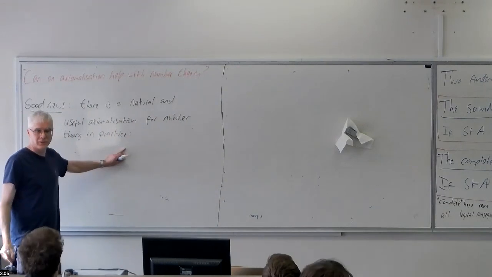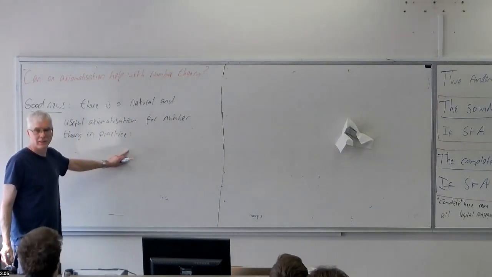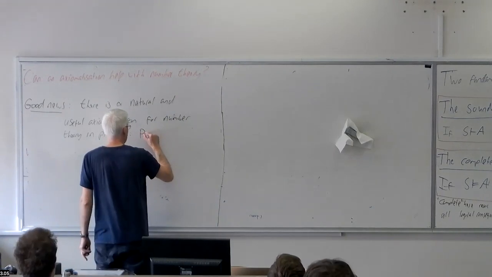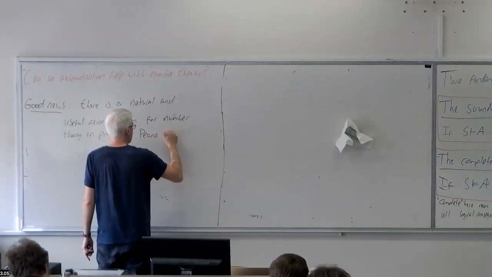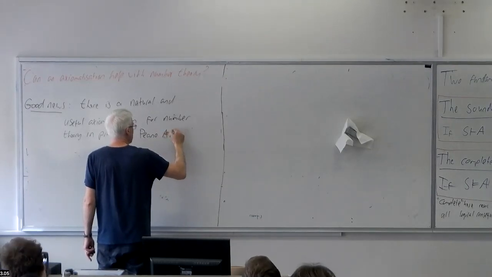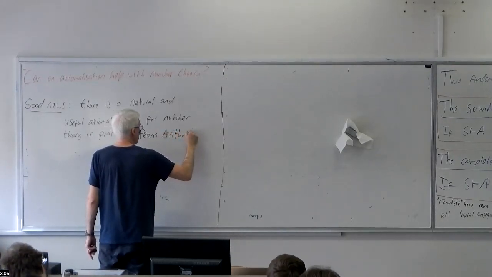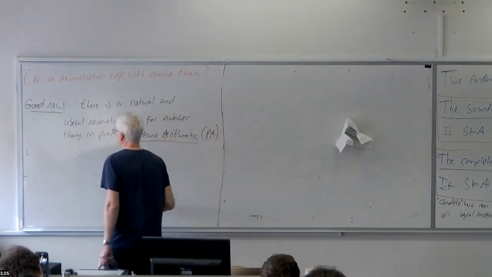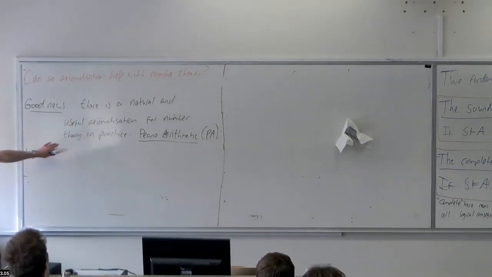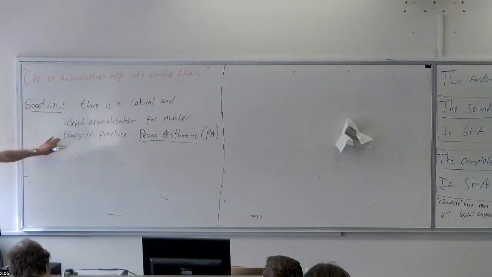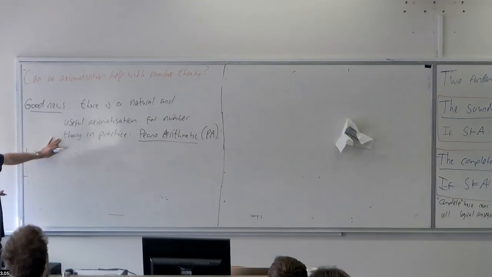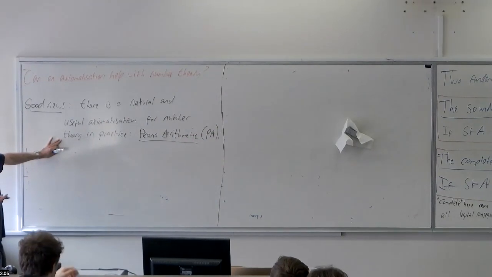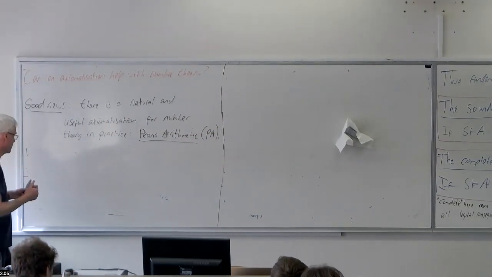Does anyone know what this is called? Yes, very good. So this is called Peano arithmetic. The Peano axioms for the natural numbers. What do we mean by it's useful for number theory in practice? Pretty much all known theorems of number theory that can be formulated in the language of number theory are known to be provable in Peano arithmetic.